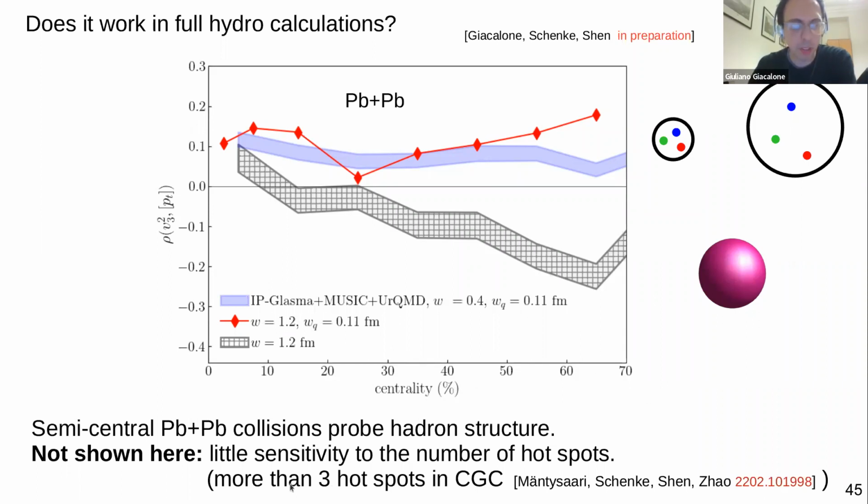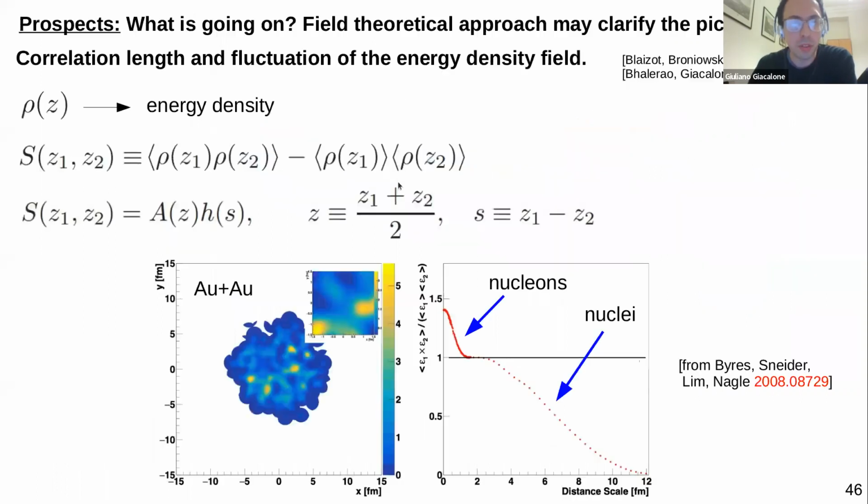I think they end up with 7 hotspots, but you wouldn't really see very much of that here. So what this is probing is really the size of these constituents, not very much their numbers. So that's actually an interesting question, to figure out how to also probe the number. It would be very interesting.